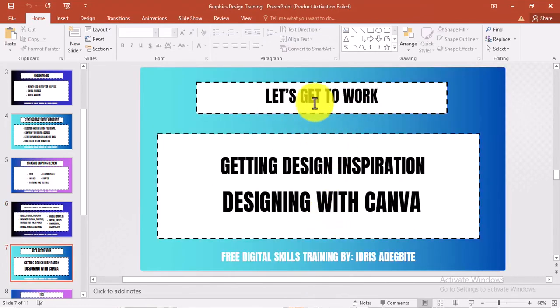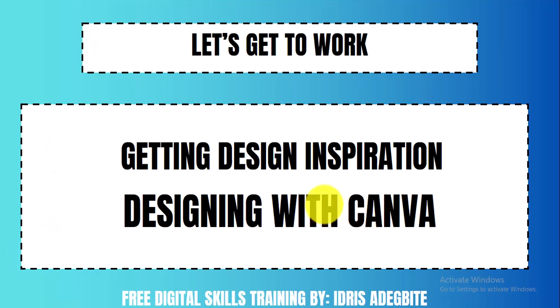Now the first thing we are going to do before we start working is that we need to actually get inspiration first. Although Canva has its own designs too, it is not every time that you want to use the design on Canva, because even some of those designs might not fit what you want to do. So you need to look for a way to design the one that fits what you actually want. So the first thing you need to do is get inspiration. Then the next one is designing with Canva.